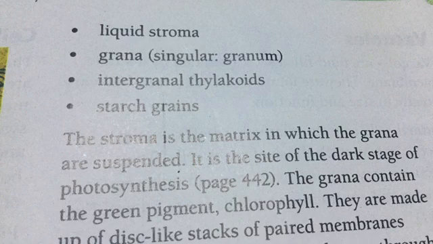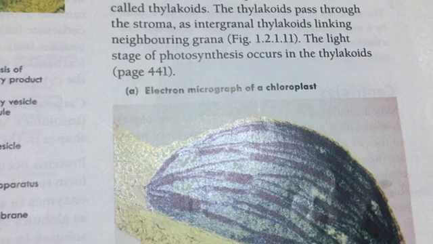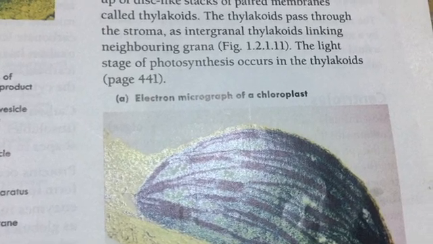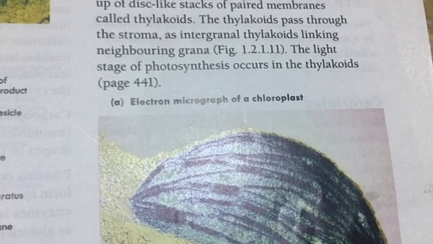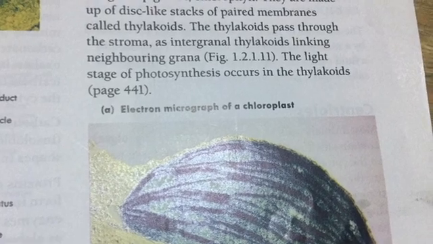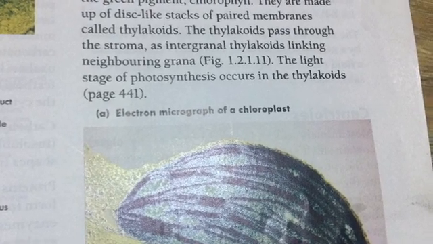The stroma is the matrix in which the grana are suspended. It is the site of the dark stage of photosynthesis. The grana contain the green pigment chlorophyll. They are made up of disc-like membranes called thylakoids. The thylakoids pass through the stroma. An integral thylakoid links neighboring grana. The light stage of photosynthesis occurs in the thylakoids.